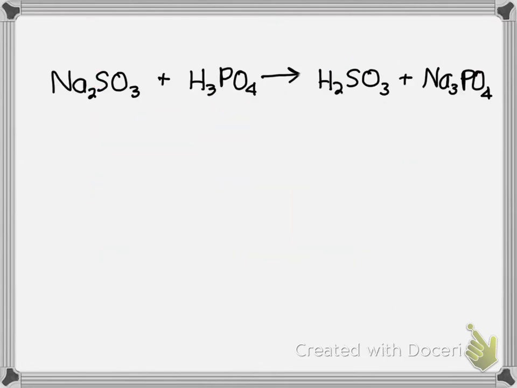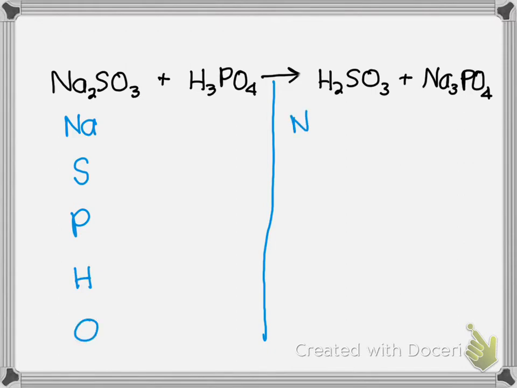So here's another one, and it looks quite daunting, but I think if you break it down, you'll be okay. I'm going to do metals first, sodium, followed by nonmetals, sulfur, phosphorus, followed by hydrogen and oxygen. Those of you who are more experienced can balance by keeping the polyatomic ions together. Do you see here is a sulfite, and here is sulfite, and here is phosphate, and here is phosphate?